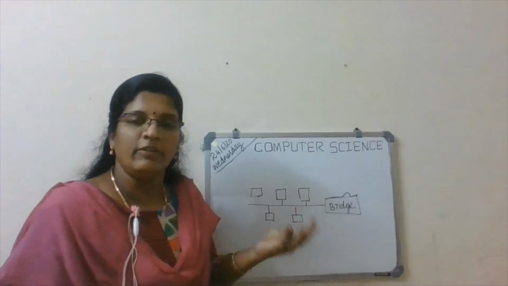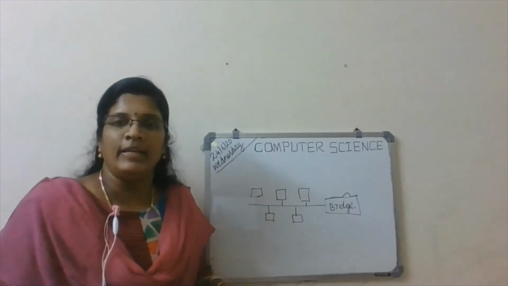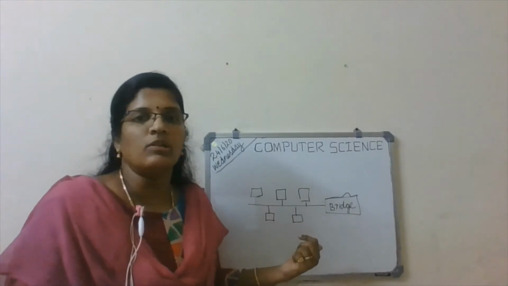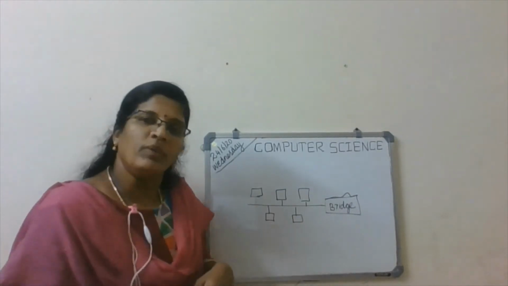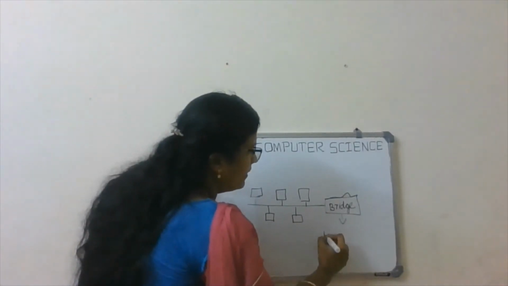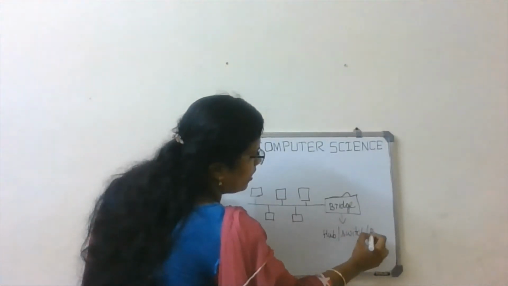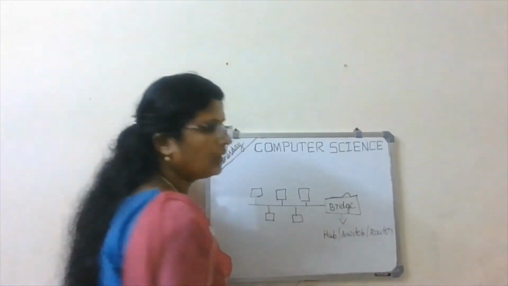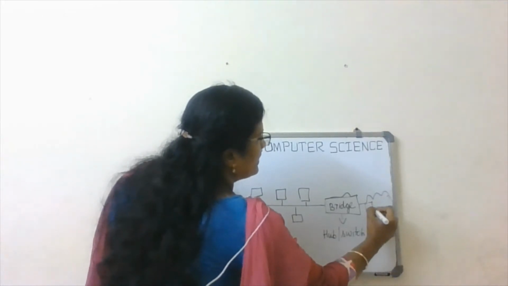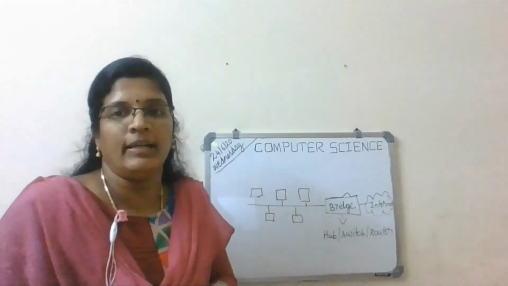Okay, there are so many networking devices. We have to select the device according to our need. There are different devices, and even according to the number of users, the devices differ. So we have to choose the device according to our need. The bridge can be a hub or a switch or a router, which in turn is connected to the internet, so that we will get an internet connection.